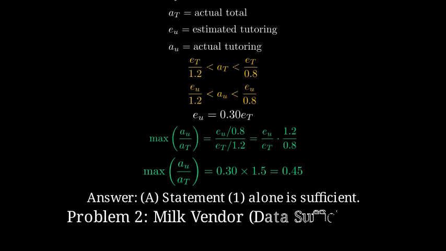Now, let's solve a second data sufficiency problem about a milk vendor. The vendor mixes water with milk and sells the mixture with a markup of X%. The vendor earns a 50% profit overall. We need the value of X.